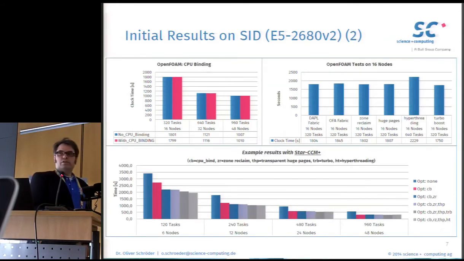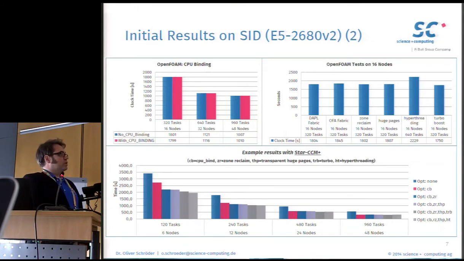Then we did a similar investigation with StarCCM, which my colleague presented at one of the last HPC advisory councils. If you have a successful model, then you stick to that. The very important thing there was to study CPU binding. So we did the same thing here. With no CPU binding, we have 1801, and with CPU binding, we have 1799. And it basically stays the same whatever number of nodes you have, so this is rather puzzling.